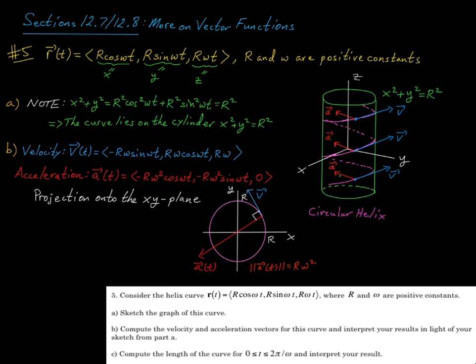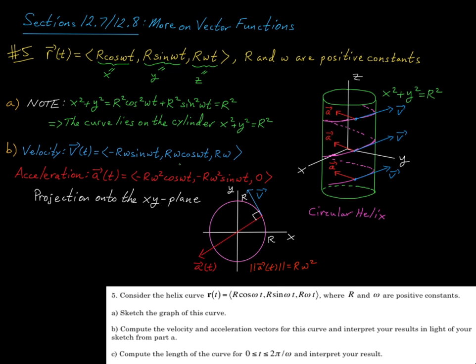Now if we lift up to the circular helix in R3, since the k component of the acceleration vector is 0, that implies that the acceleration is always horizontal. So in other words, it's always parallel to the xy plane. And since, when we project onto the xy plane in particular, the acceleration vector points directly towards the center of this circle, when you lift up to R3, that implies that the acceleration vector will always point directly towards the z-axis.